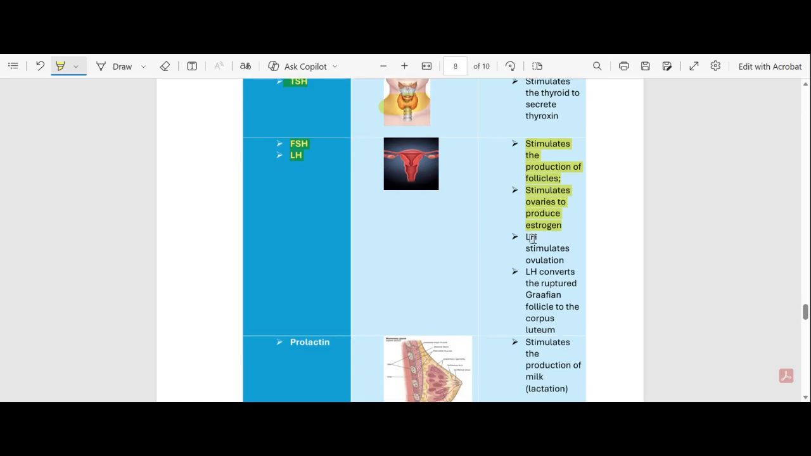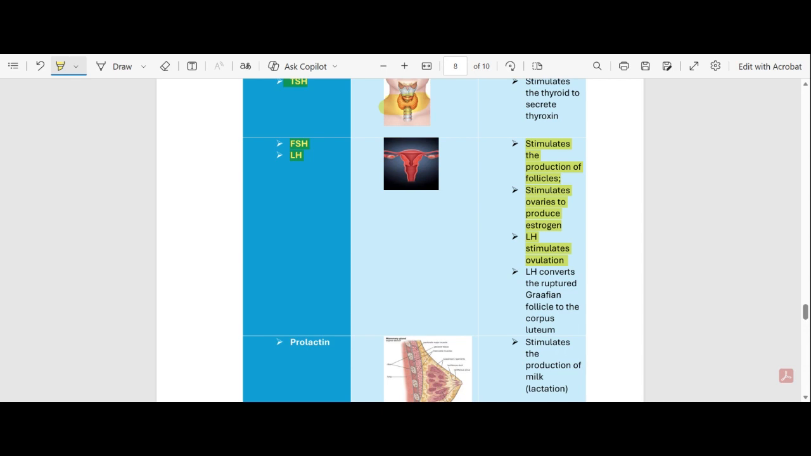Okay. Now let's get to the functions of LH. LH stimulates ovulation. What is ovulation? Ovulation is the moment on day 14 where the graafian follicle ruptures and releases an ovum. So it's stimulated on day 14. On day 14, the pituitary gland secretes LH, and LH goes to your ovaries to rupture the graafian follicle so that it can release the ova.